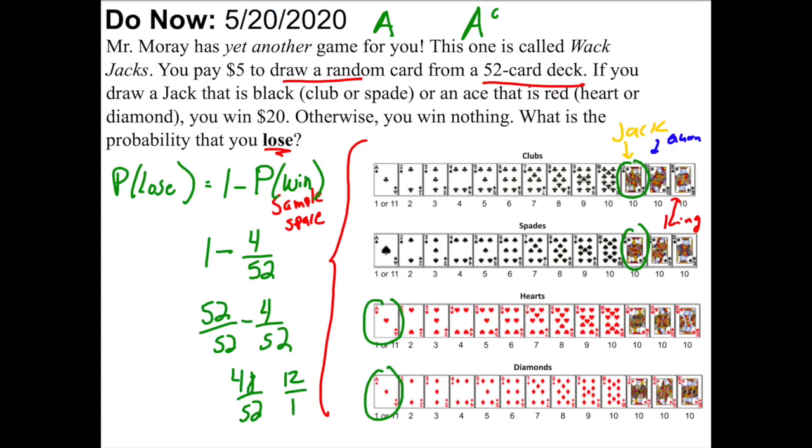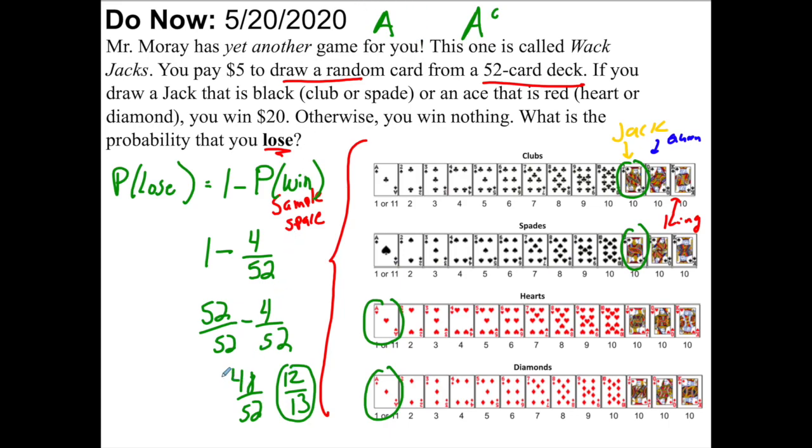No, actually I can't divide. No, yeah, over 4. So we're dividing by 4. So I've got 12 over 13. Okay, there we go. 12 over 13. All right. So the probability that I lose, I have a 12 in 13 chance of losing this game right here. Now, the 48 over 52, you might have said, Mr. Murray, you way overcomplicated it.